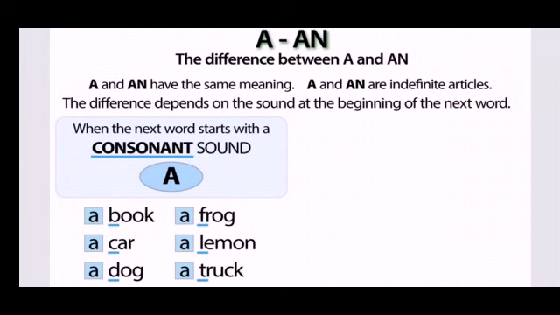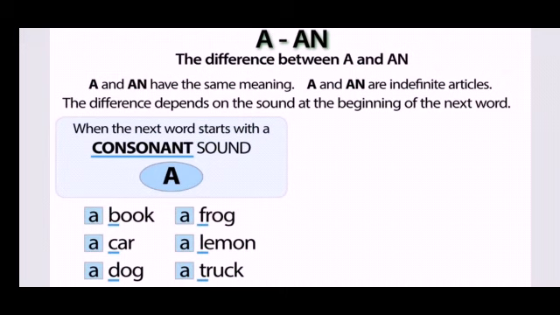A, E, I, O, U. Other than vowels, what alphabets are there? Consonants. Here we have the letters of consonants: B, C, D, F, L, T. These words started with consonant sound.